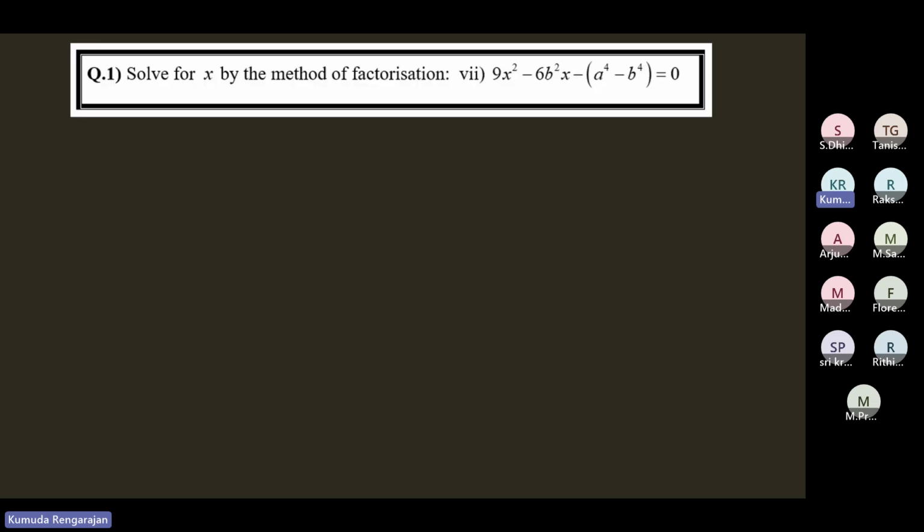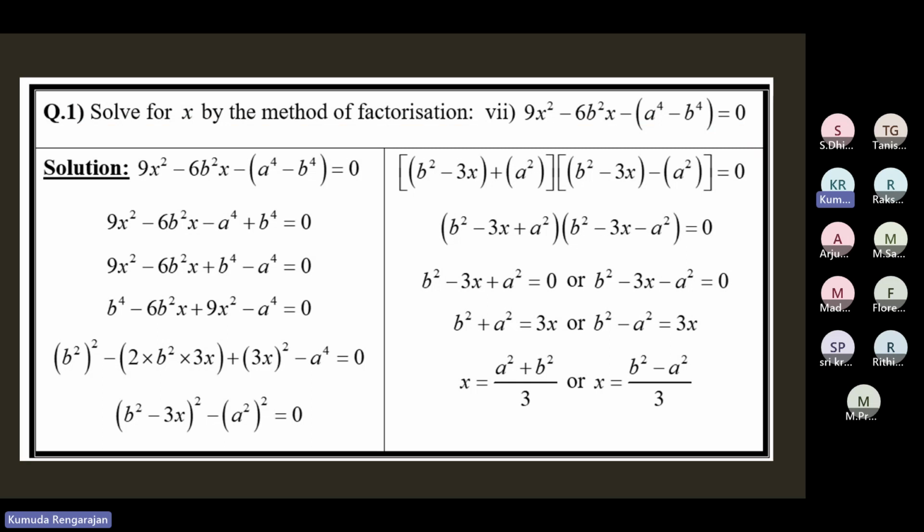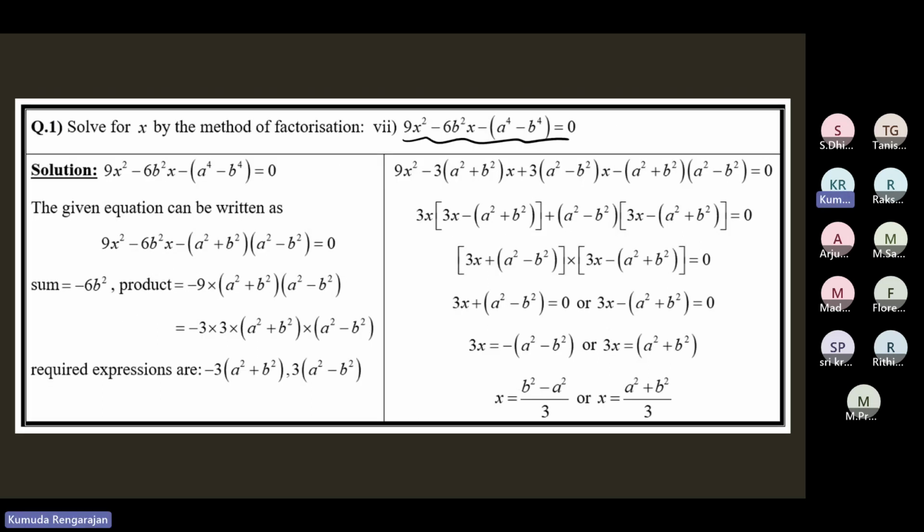This is the question, children. This question I've done in two ways. One of it which we just saw. This is the other method. This is factorizing by splitting the middle term. For now, you can just take a screenshot and work this, children. We'll discuss this in the next class.